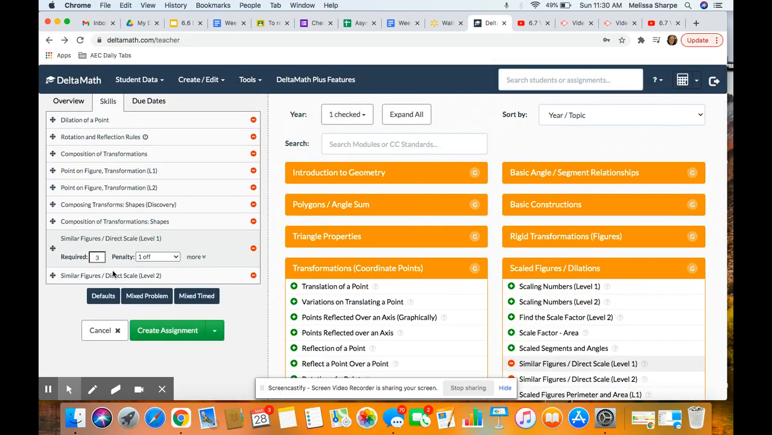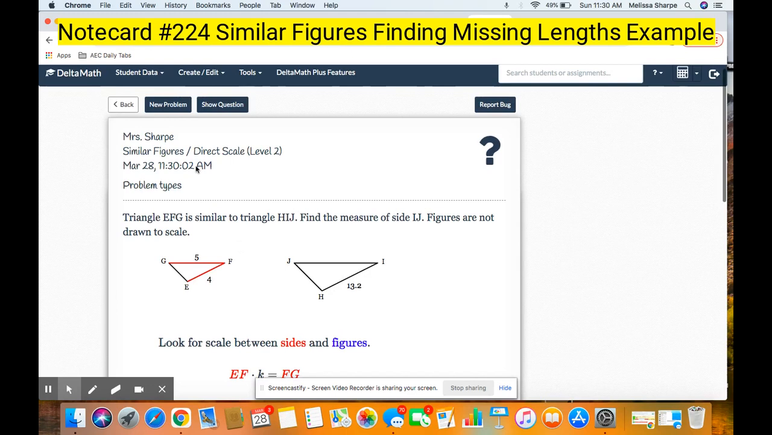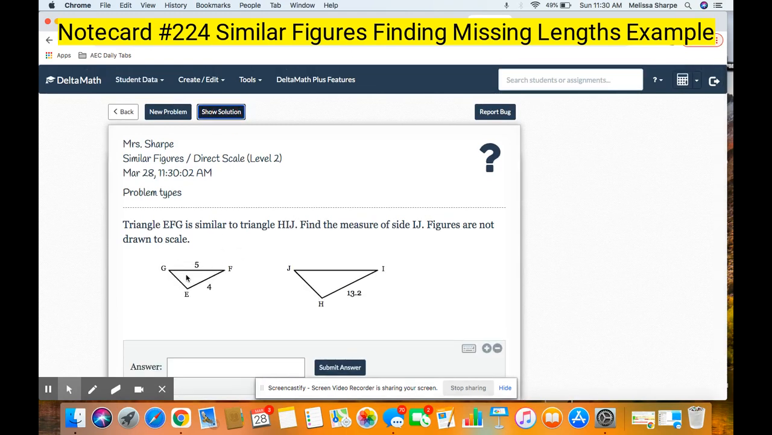All right, now the last section is the level 2 of these. And it's where it gives you both, and it wants you to find the missing side length. So you're just going to set up a proportion. It tells you they're similar, but it doesn't tell you the scale factor. We've done this, guys. If we know they're similar, we know how to set this up. It wants the measure of IJ. So in this spot is our unknown. You can put an X in that spot.